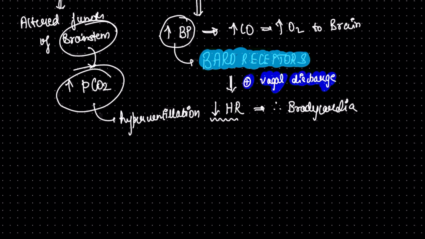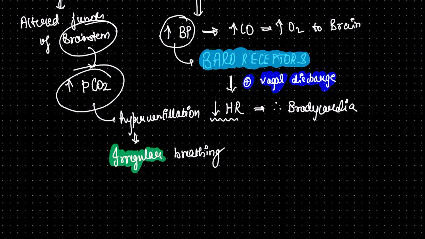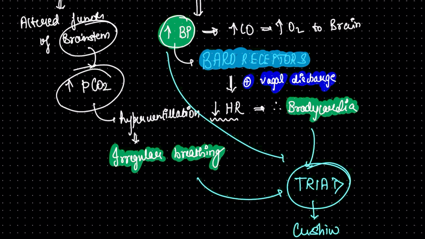And this hyperventilation is not regular. So there is irregular breathing, that is, you can't make out the rate properly. So actually what has happened? Bradycardia because of baroreceptors, increase in blood pressure because of sympathetic system, and irregular breathing because of altered function of brainstem. So this triad, gentlemen, is known as Cushing's triad. That is increased blood pressure, bradycardia, and irregular breathing.